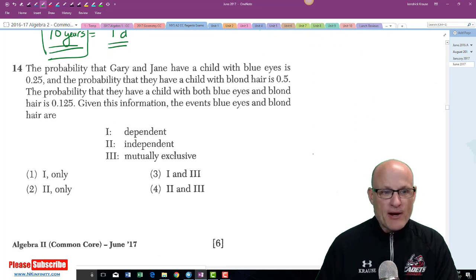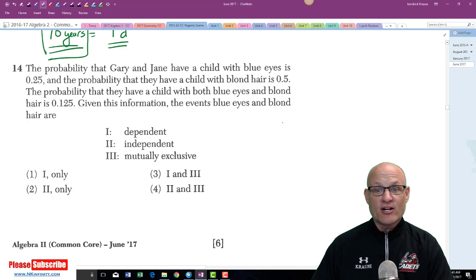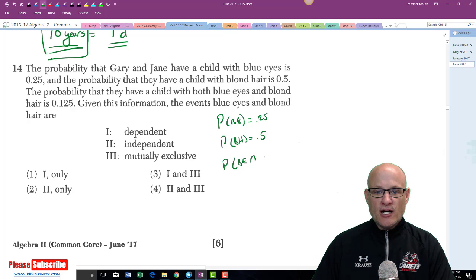And then you go to an easy question. The probability that Gary and Jane have a child with blue eyes is 0.25, and the probability they have a child with blonde hair is 0.5. The probability they have a child with both blue eyes and blonde hair. So the probability of blue eyes is equal to 0.25. The probability of blonde hair is equal to 0.5. And the probability of blue eyes and blonde hair, not blue hair, is 0.125.